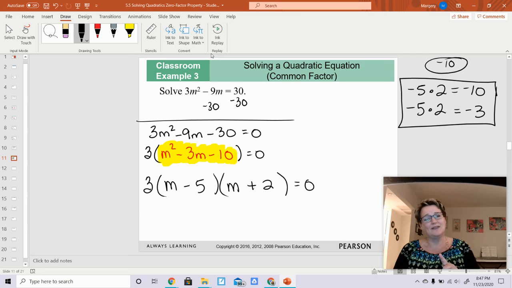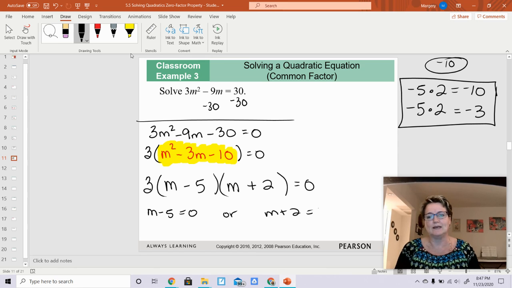You've got to solve this, so you're not finished. You're going to take what's inside these parentheses. I don't care about the 3 on the outside. There's no variable, so I don't have to worry about it. So it's going to be m minus 5 equals 0 or m plus 2 equals 0. These ones you can do in your head. The answer is going to be m equals 5 or m equals negative 2. And you're finished. You factored it.